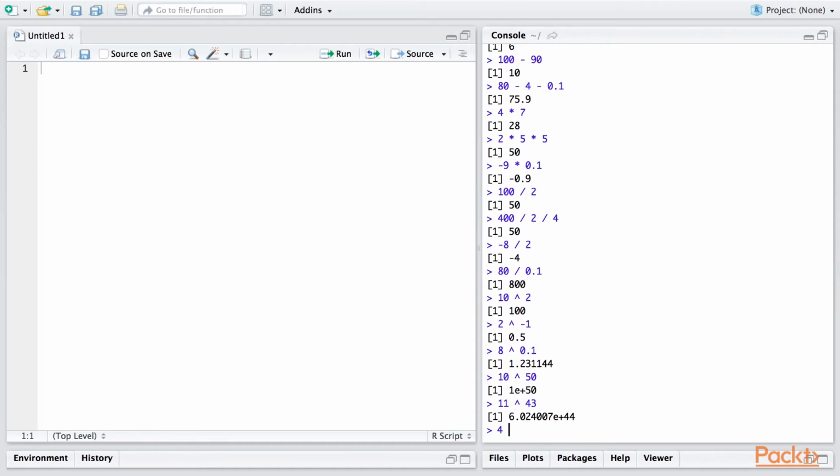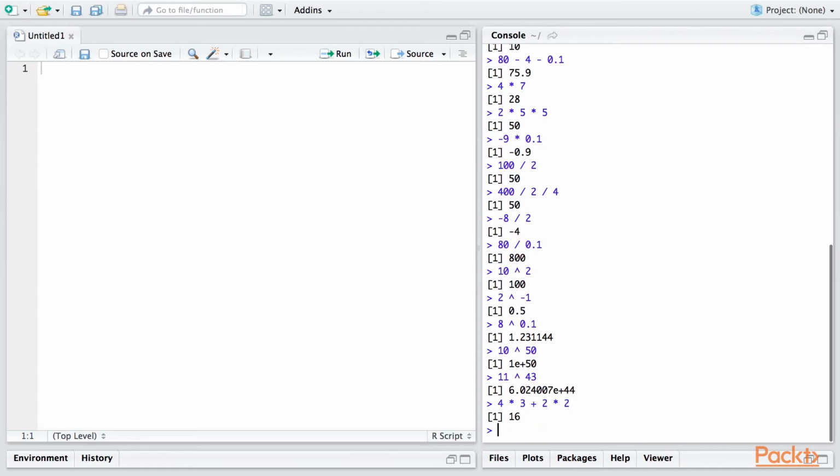So if I type 4 times 3 plus 2 times 2, the answer is 16. The multiplications are evaluated first. 4 times 3 is 12, 2 times 2 is 4, and then the addition is evaluated. 12 plus 4 is 16. We can use parentheses to change the order of evaluation.